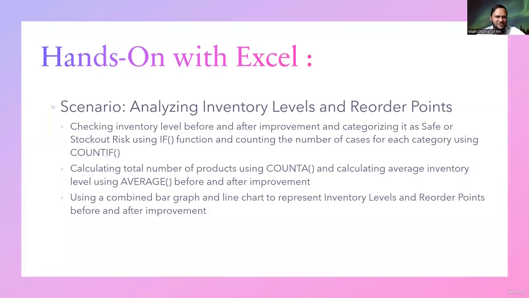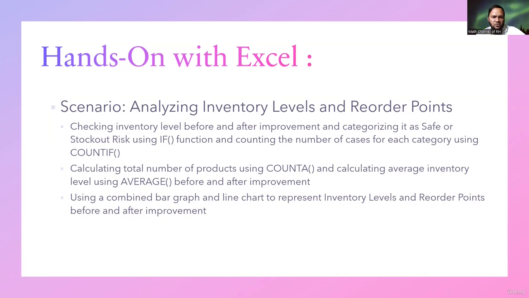Welcome back. So this is our second exercise in Excel, and this time we are going to analyze inventory levels and reorder points. So we are going to check the inventory level, a reorder point, and then we are going to compare it before and after improvement. We are also going to categorize the inventories as safe or stock out risk. Safe means we have enough in the inventory level, and stock out risk is that we do not have enough.